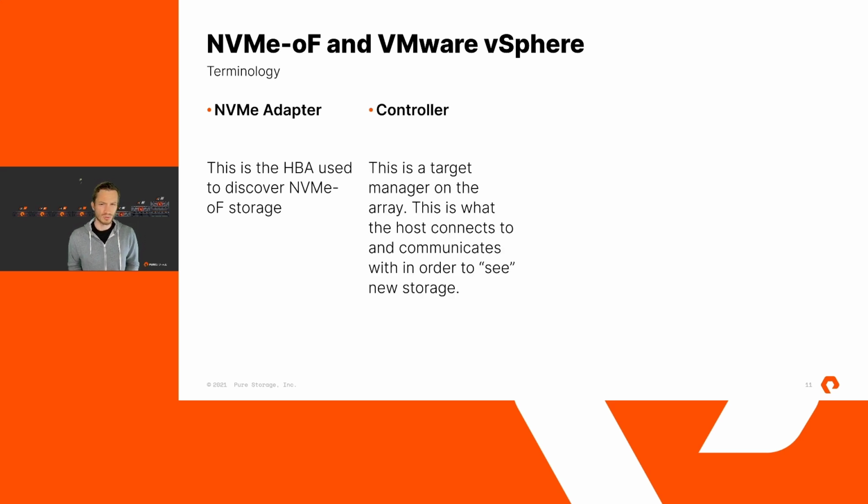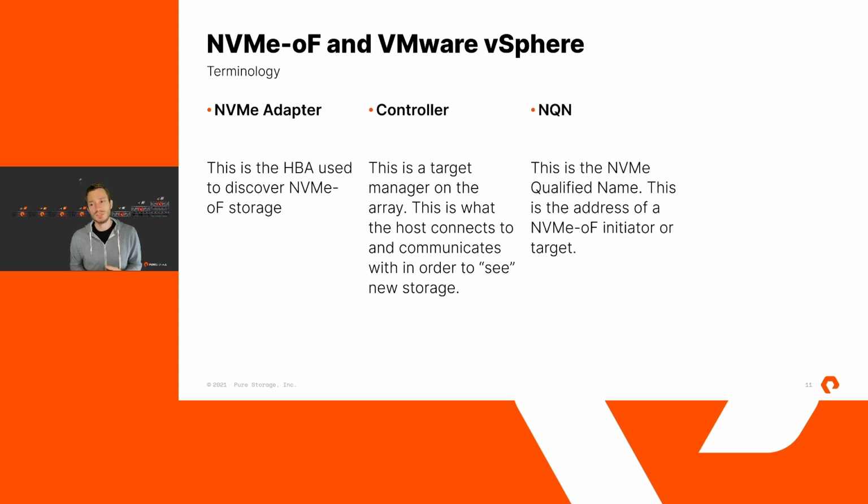Then there's a controller. This is not really your storage controller as you might think of it. This is essentially a port. This is some target where you identify NVMe storage from. So your NVMe adapter looks at each controller, it communicates with each controller, and that controller says, hey, I see this storage. Hey, this change has occurred. Check this out.